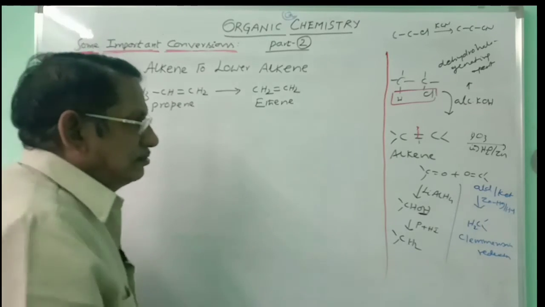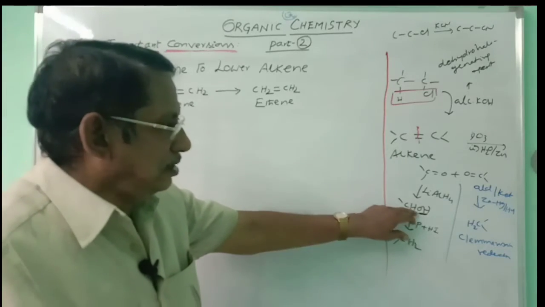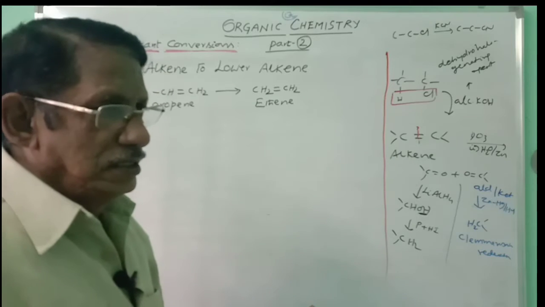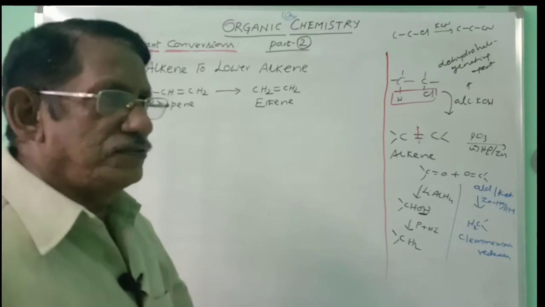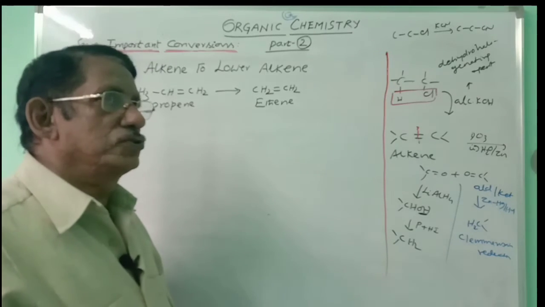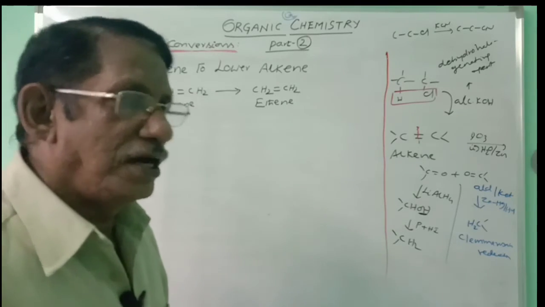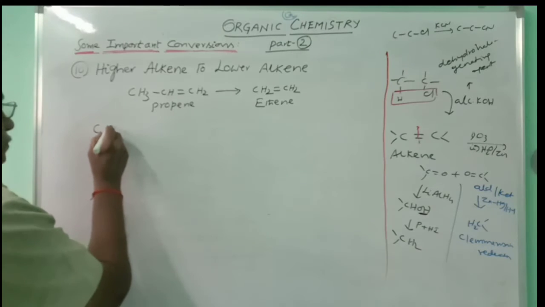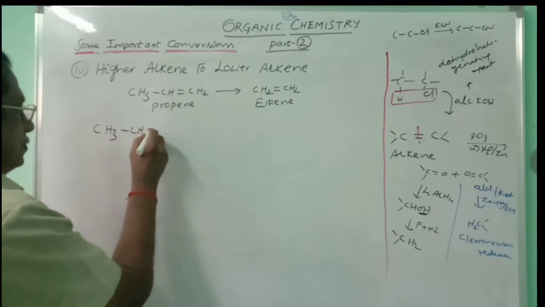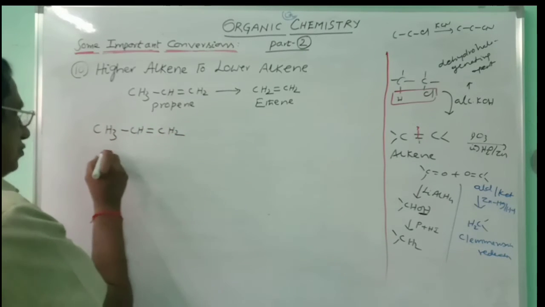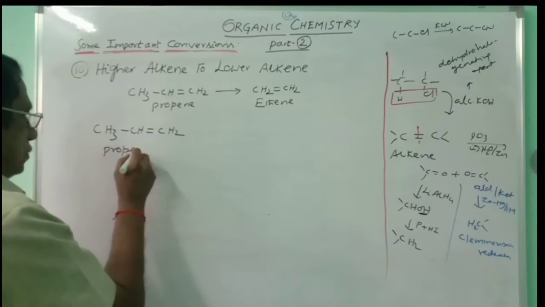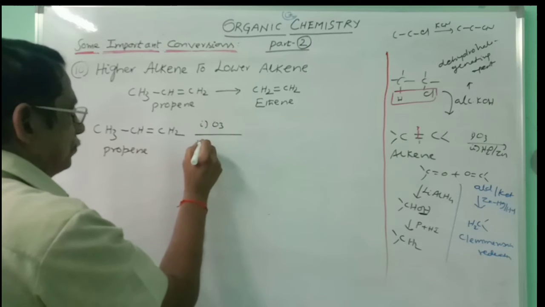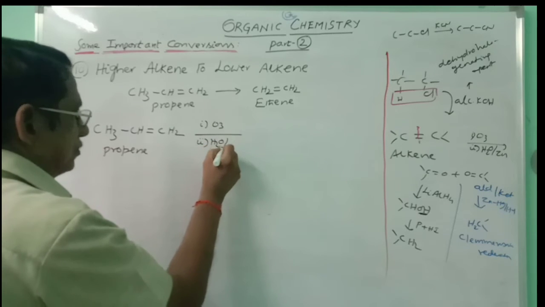Once aldehyde is obtained, that can be converted into alcohol by reduction with lithium aluminum hydride, and later that alcohol can be dehydrated using sulfuric acid to give alkene. So you will get the required alkene. So let us do it. First, propene is subjected to ozonolysis, first with O3, next with hydrolysis in the presence of zinc.